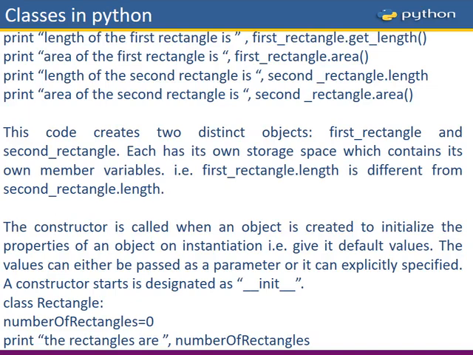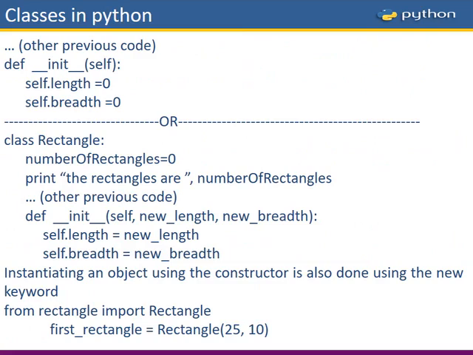The same example, class Rectangle. We have the def, the special constructor I said, which is __init__(self). So the self dot notation: self.length equal to 0, self.breadth equal to 0. We can as well write the program in another way, where the difference is that it will include self, new length and new breadth.